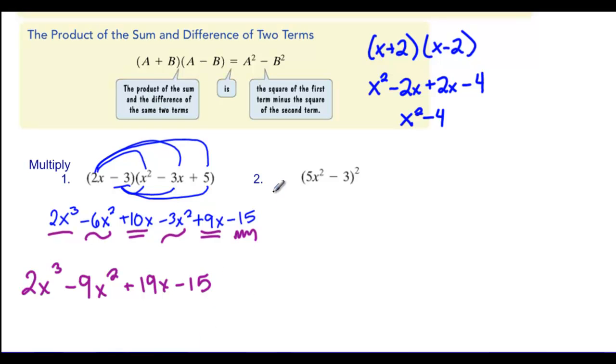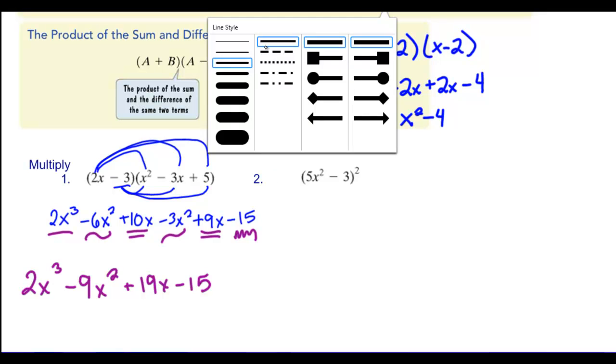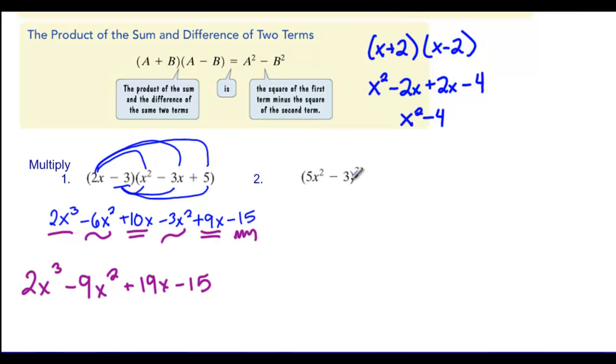All right, so let's look at number 2. So number 2 is actually a little bit easier than number 1, meaning it's going to be a little bit shorter. The only trick is that because we have this squared outside these parentheses and there's a minus sign in there, we cannot distribute that squared into the parentheses. So we're going to have to actually write these out twice. So we've got 5x squared minus 3 times 5x squared minus 3. And then once we have it written out this way, hopefully you see that we can go ahead and distribute or multiply or FOIL, whatever you'd like to call it.